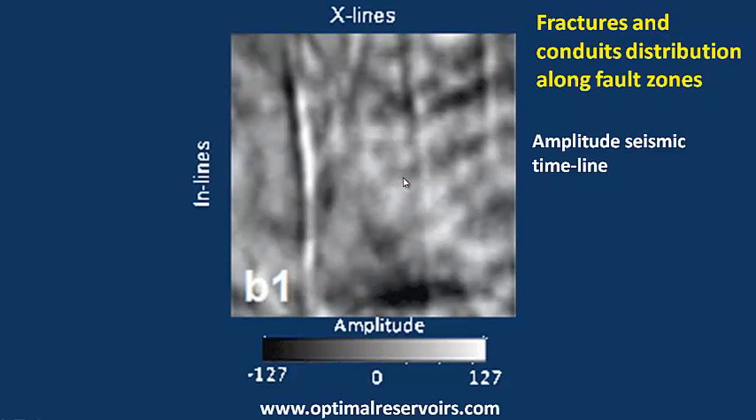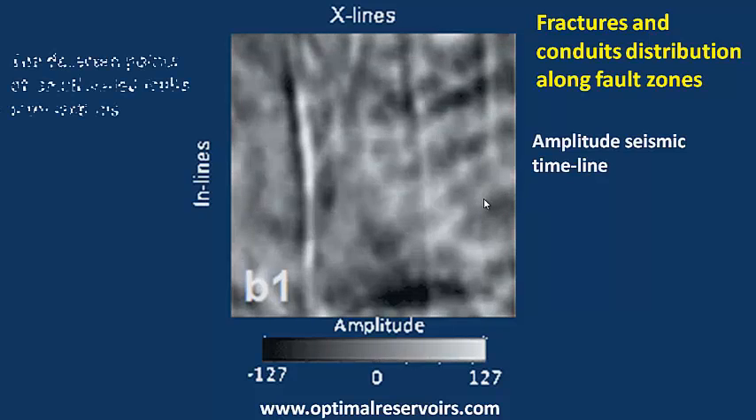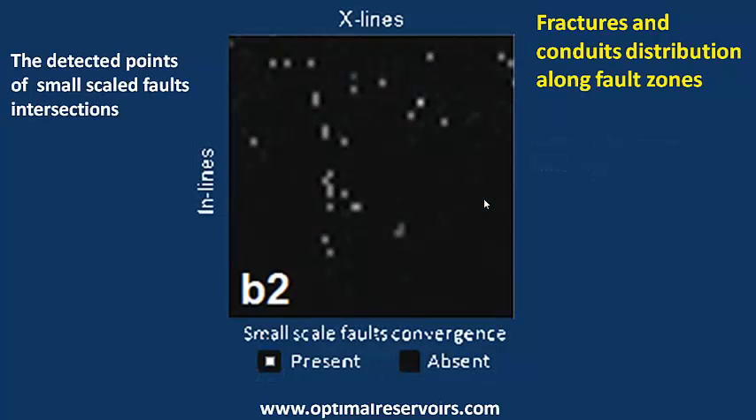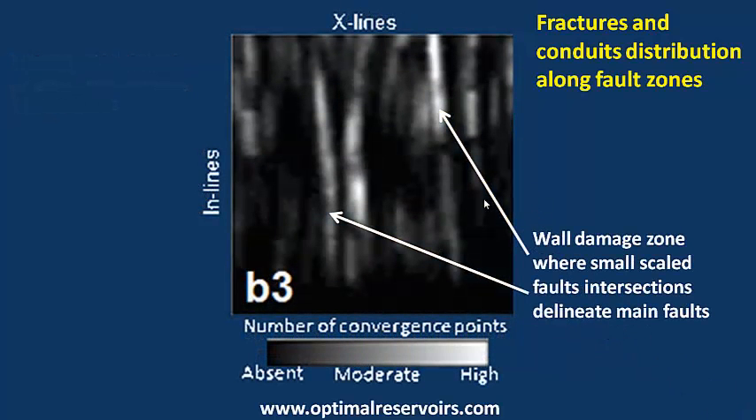Another example is along a fault zone. This is the time slice, and the small-scale fault intersections. The whole damage zone, where small-scale fault intersections delineate main faults.